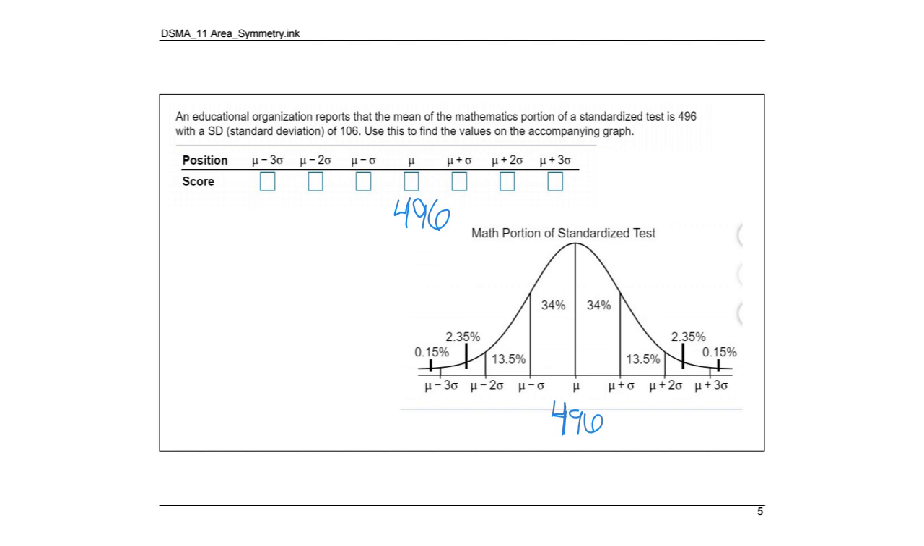Okay, now all we're going to do is add the standard deviation on the right side, and we're going to subtract it on the left side. So if on the right side we're adding, let's see what we get here. I'm getting used to this pen. Give me a little time here. I would get 602, and therefore I would put 602 in this next spot where it's the mean plus the standard deviation.